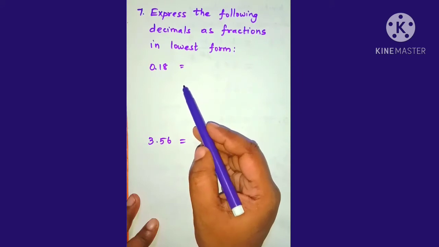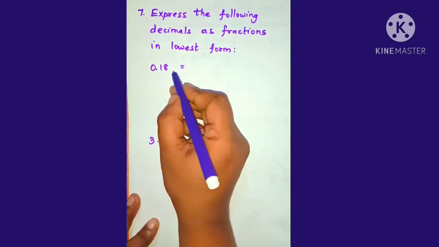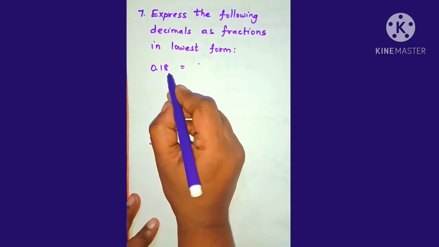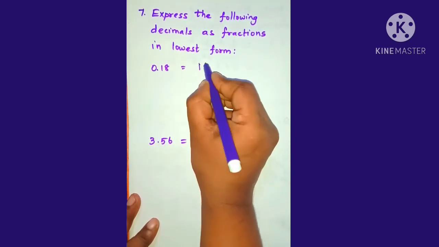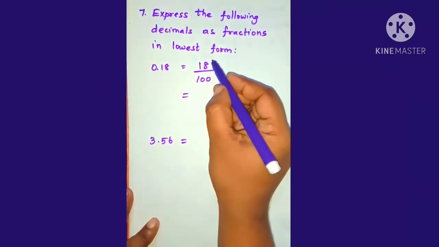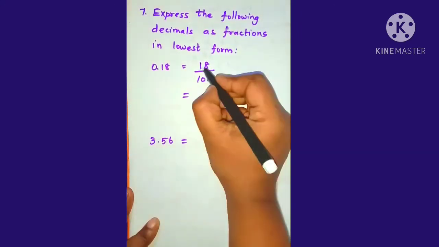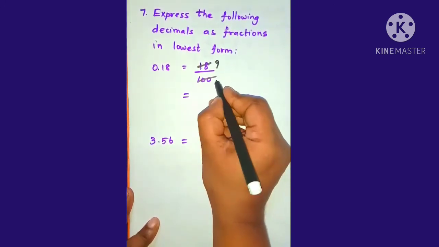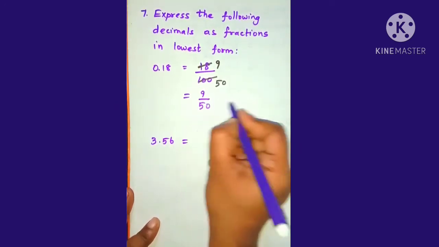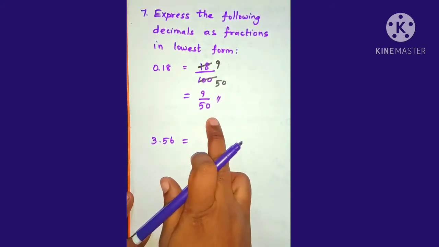Now the seventh problem: express the following decimals as fractions in lowest form. Here 0.18 can be read as 18 hundredths, that is 18 by 100. Now we are going to cancel 18 and 100: 18 is 9 times 2, and 100 is 50 times 2. So 9 by 50 is the lowest form of the given decimal.